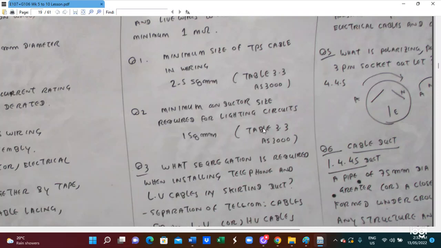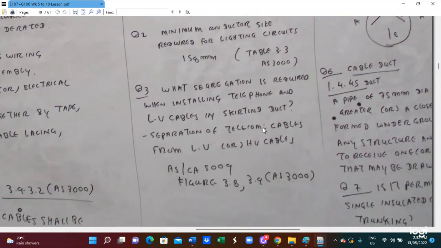So we reference Table 3.3 of AS 3000. Another question is what separation is required when installing telephone cable and low voltage cable in a scatter tap. So the separation of the telephone cable from the low voltage or high voltage cables. We have to separate the telephone cable from the low voltage or high voltage cables. In this case, we have to follow AS 3000, Figure 3.9.